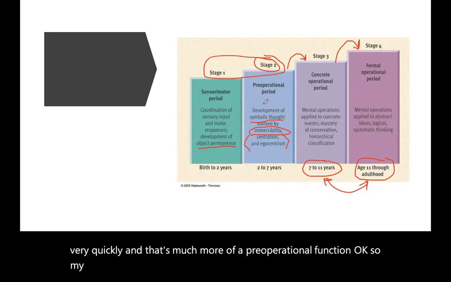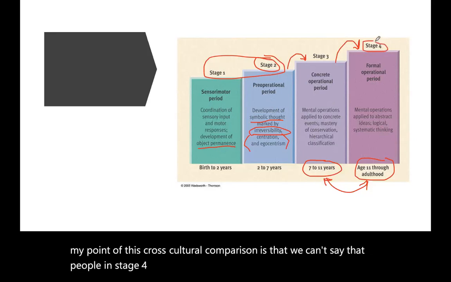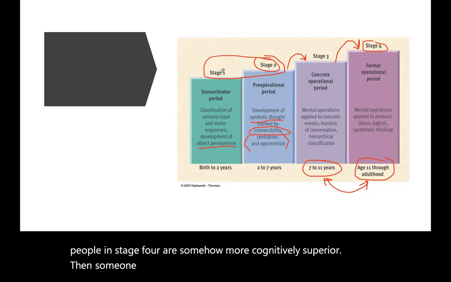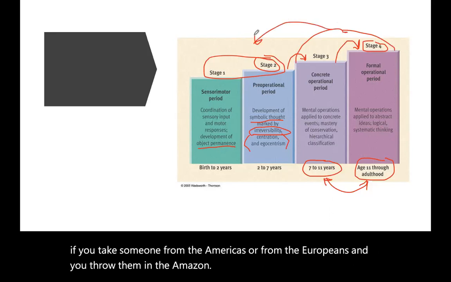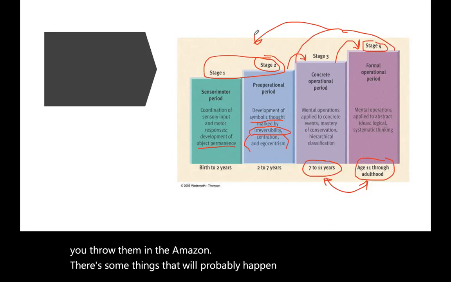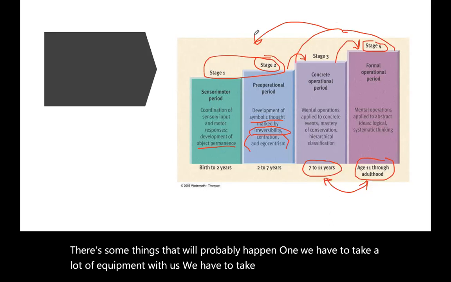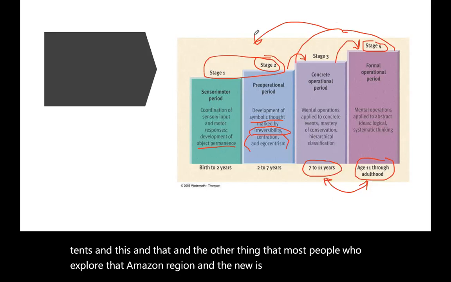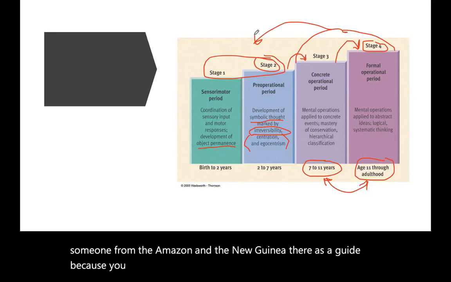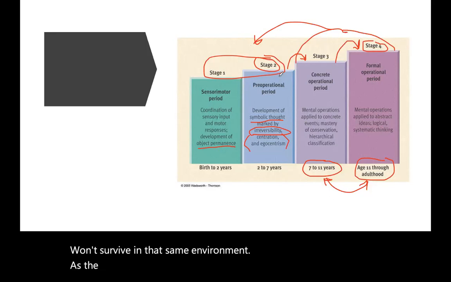So my point of this cross-cultural comparison is that we can't say that people in stage four are somehow more cognitively superior than someone, say, in stage one or two. The reason why I state that is if you take someone from the Americas or from Europe and you throw them in the Amazon, there's some things that will probably happen. One, we have to take a lot of equipment with us. You know, we have to take compasses and maps and tents and this and that. And the other thing is that most people who explore the Amazon region and New Guinea have to have someone from the Amazon or New Guinea there as a guide, because you can't guide yourself. So these individuals won't survive in that same environment as the individuals who exist there and thrive there. Okay.